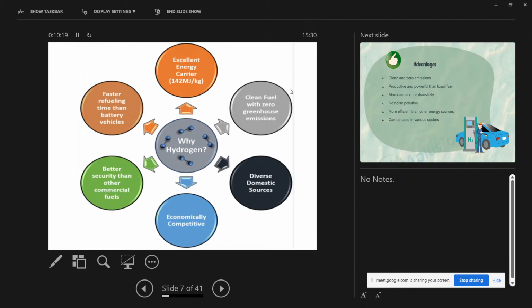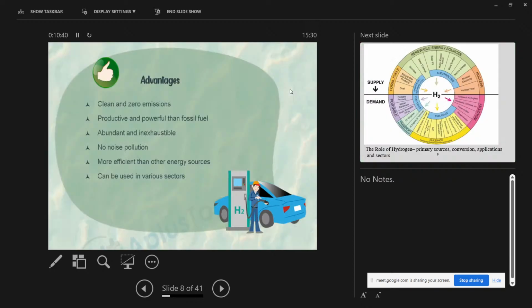The second is faster refueling times. When you talk about most of the fuels, this is better, having lower emissions and more energy than the rest of the fossil fuel requirements. So we talk about the advantages of these fuels. Next slide, please.